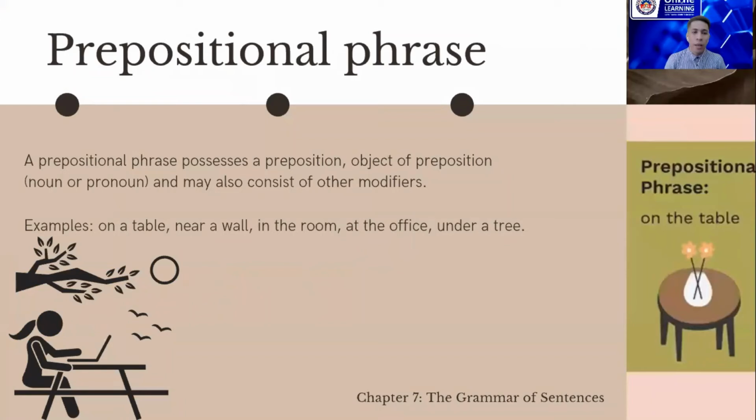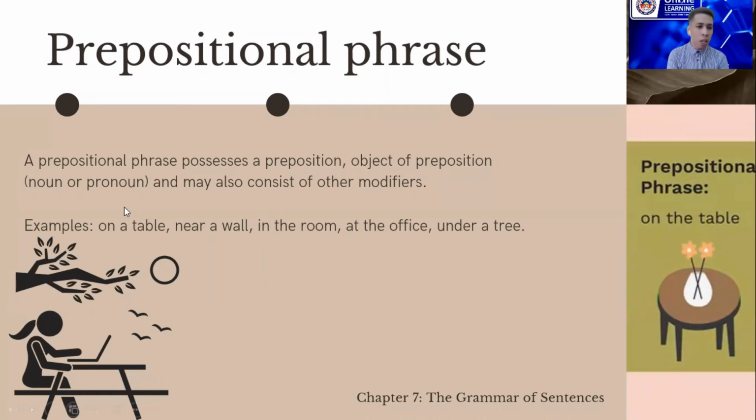So let's proceed now to the prepositional phrase. When we say preposition, it gives a location to a noun, pronoun, and other parts of the sentence. So a prepositional phrase possesses a preposition, an object of the preposition, which could be a noun or pronoun, and may also consist of other modifiers. Like for example, on a table, near a wall, in the room, at the office, under a tree.